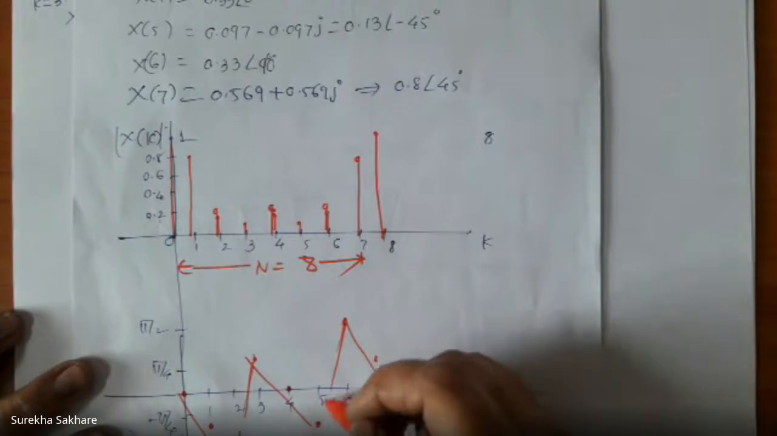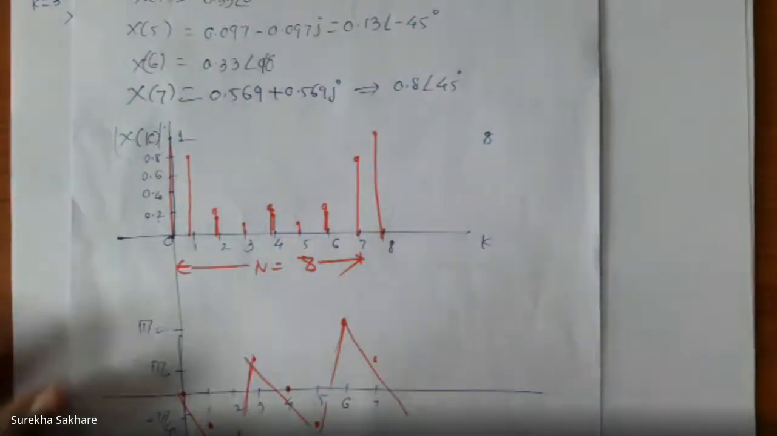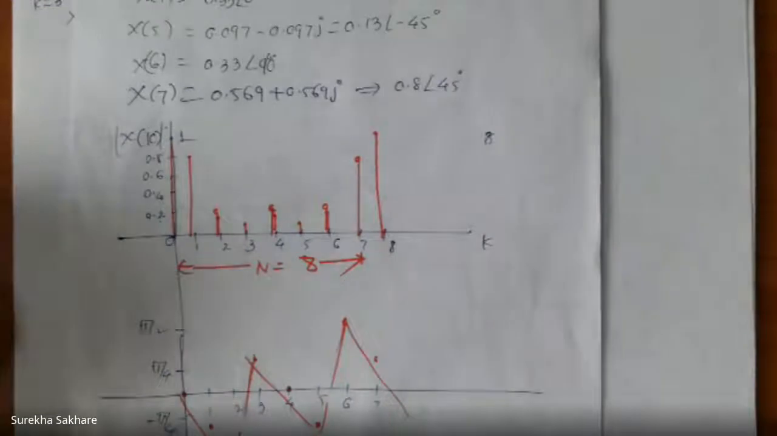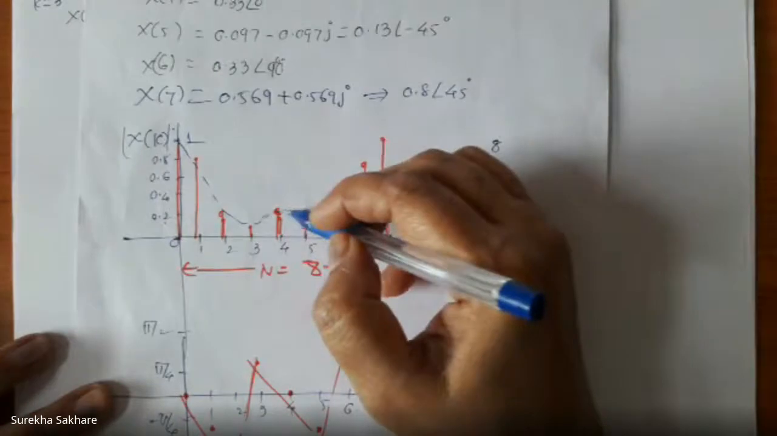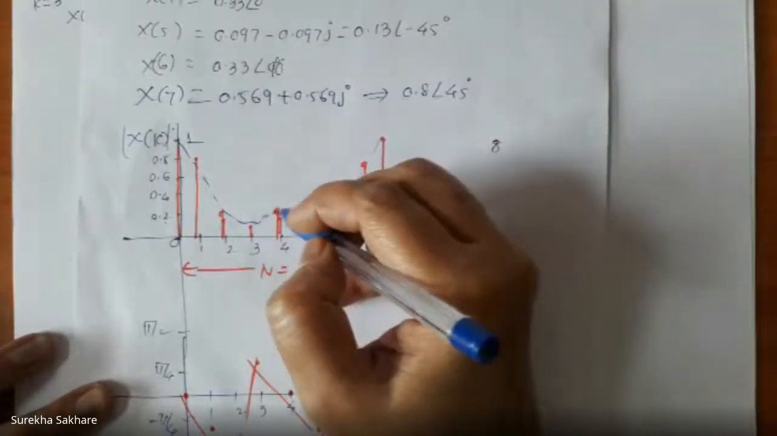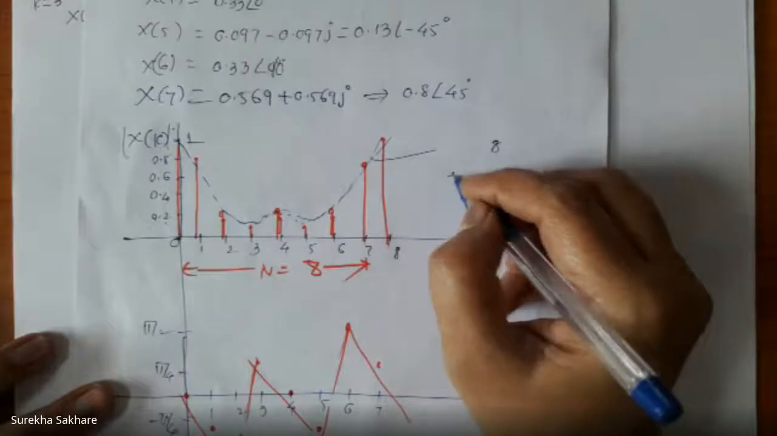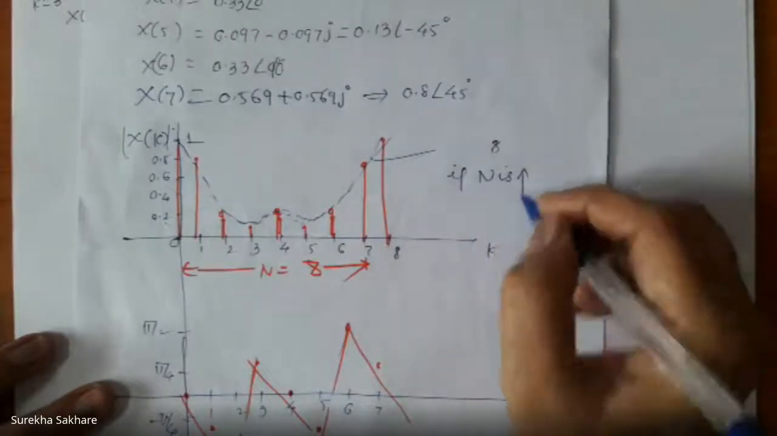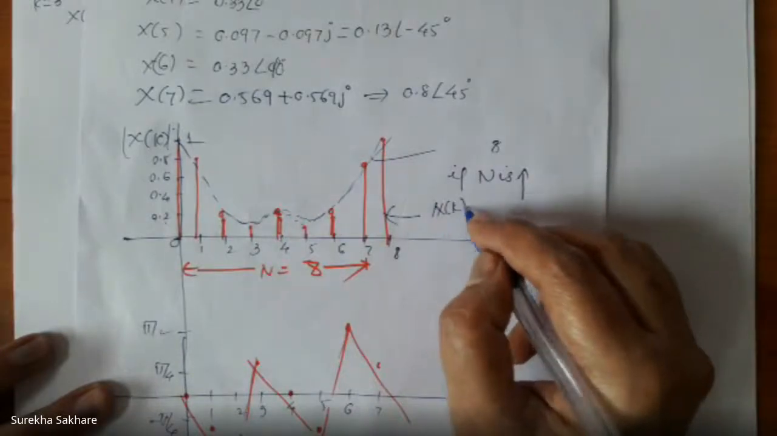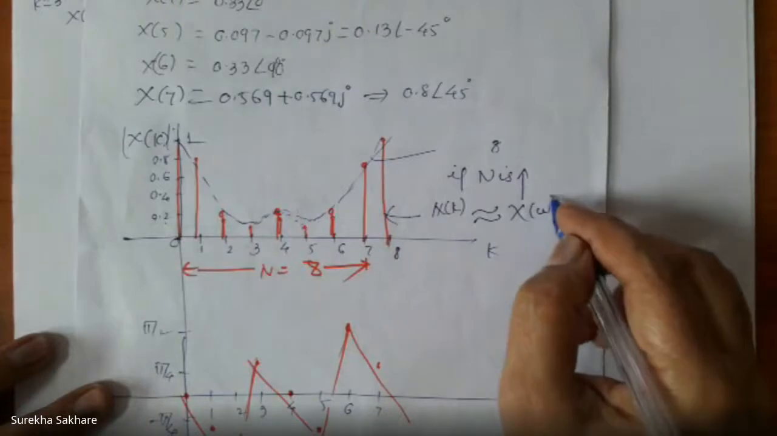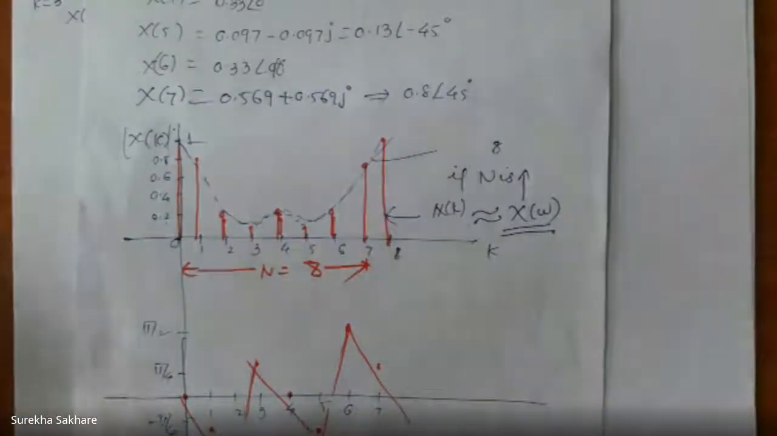The same way that we had obtained for the DTFT, we can just check the nature is same. You just see if n is increasing, the mod of x of k will be approximately x of omega. That was about the 8-point DFT. So this is all about 8-point DFT.